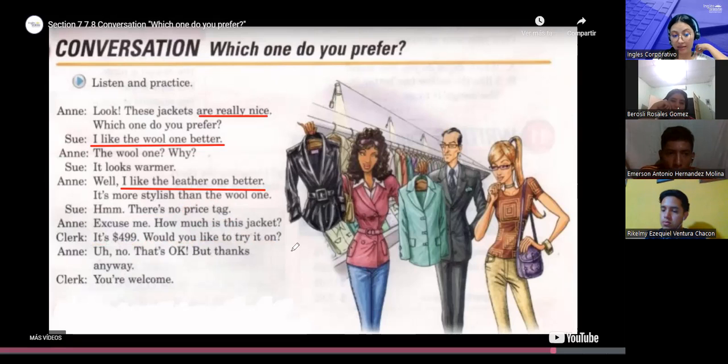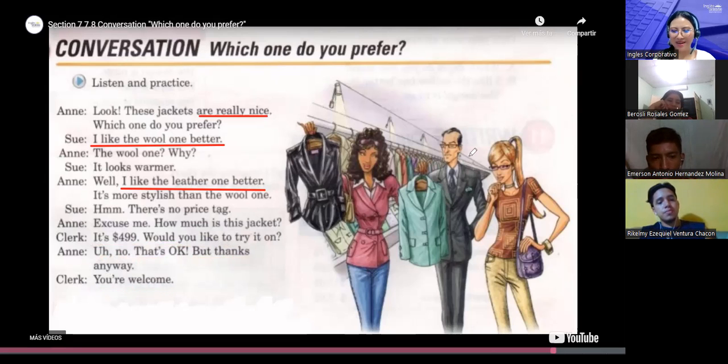Miren la invitación que le hace. Would you like? Esto es, ¿te gustaría? ¿Te gustaría el qué? Try it on. ¿Te gustaría probártela? Oh, no. That's okay. But thanks anyway. You're welcome. ¿Por qué creen que no se la probó? Que no la va a comprar, está muy cara, teacher. You should try it on, por lo menos probármela una vez, aunque no la compre, ¿verdad?